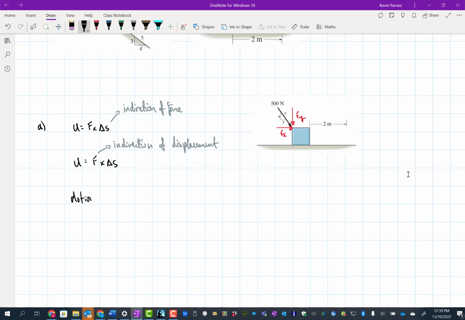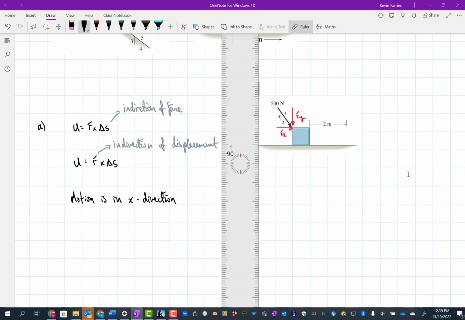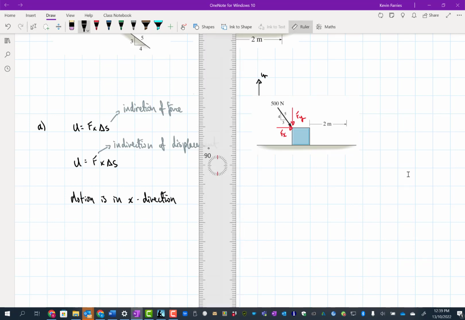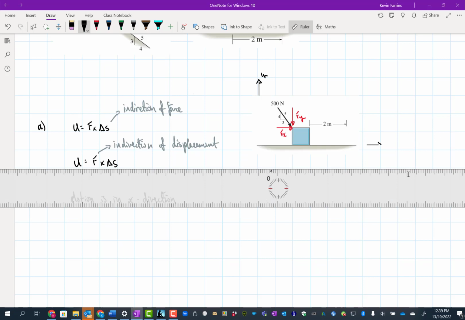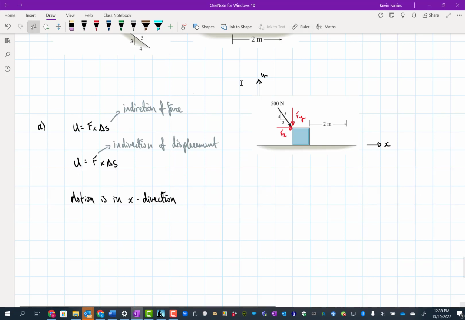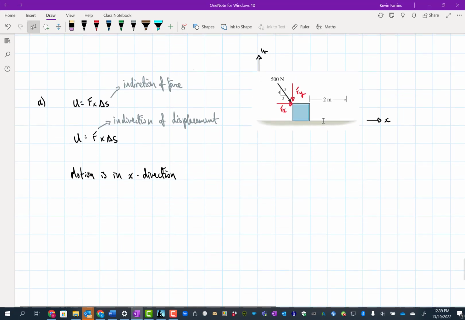Motion is in x direction, and we should probably just draw on what we're assuming to be our x and y axes. So that's your x, that's your y, sorry, that's your x, this is your y, whatever I'm saying, x, y. And so motion is in the x direction.